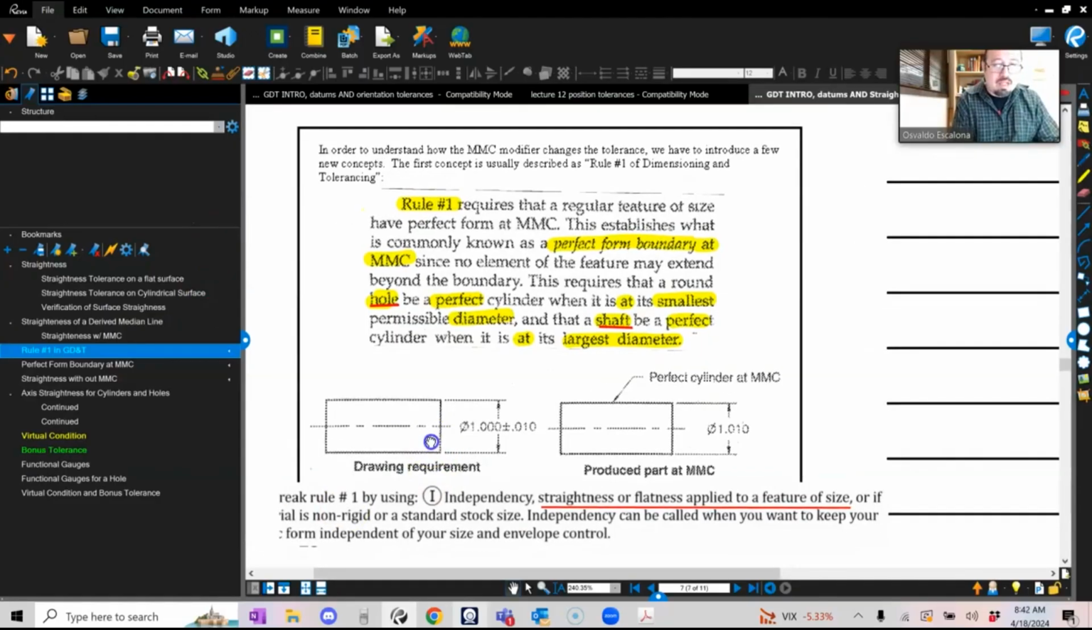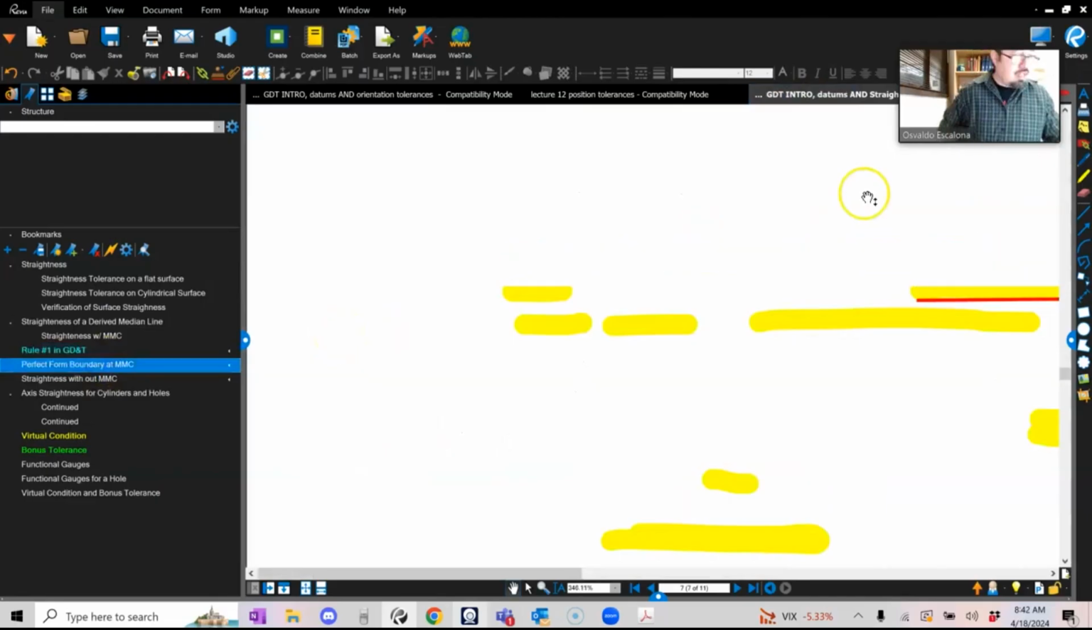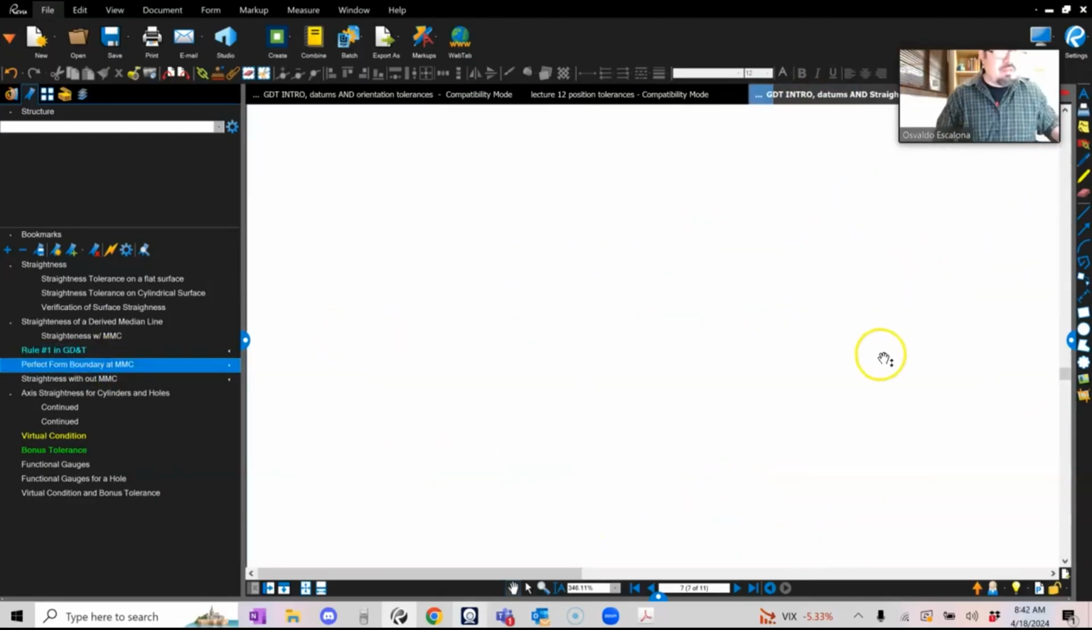However, remember I told you, if I put it on straightness, I can violate rule number 1. So let's actually think about it. What would happen if I don't have a symbol that says straightness on my part? In other words, I keep this guy as rule number 1 states.